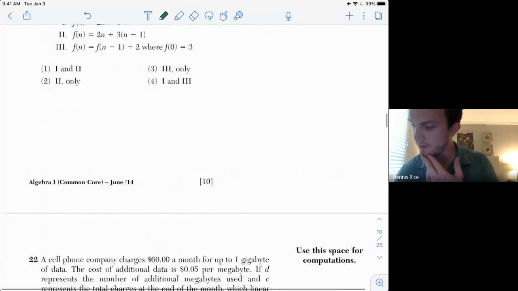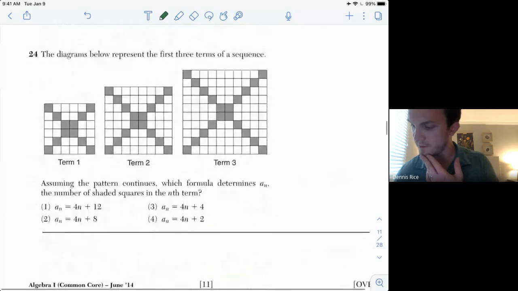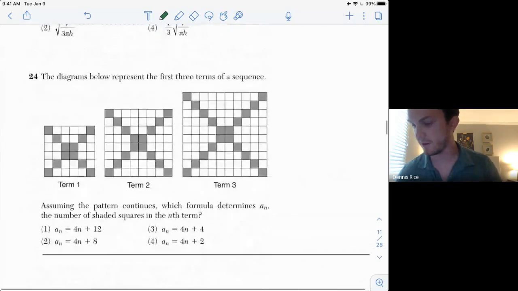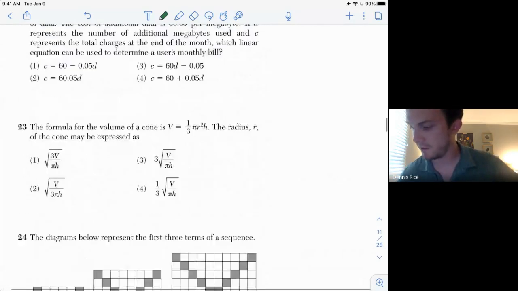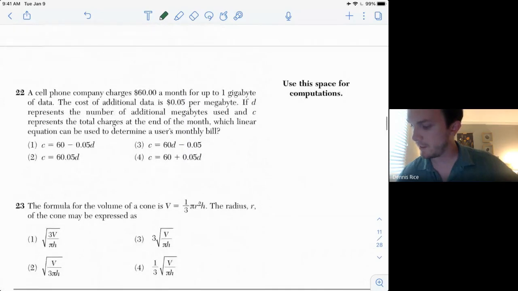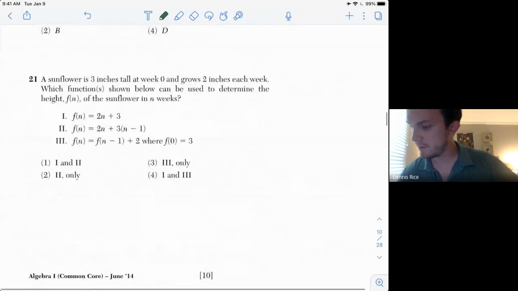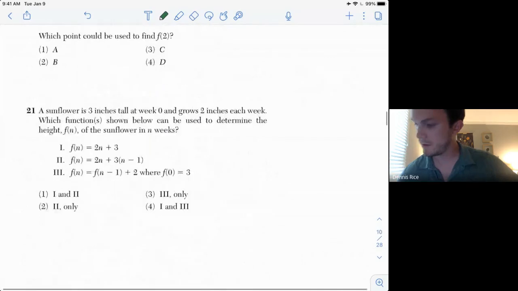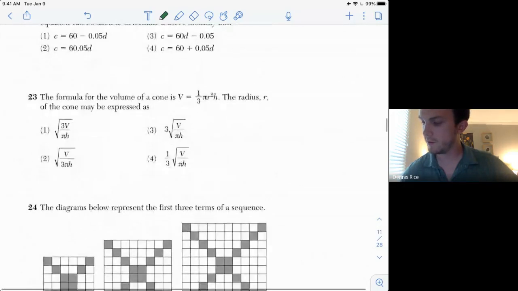Okay, 21 I want to do. Sorry, I'm just trying to figure out which ones. We've done this. Some of these, we're going to do questions like, oh, I didn't know that one. We've done that. Let's do 21 and 23 as well.